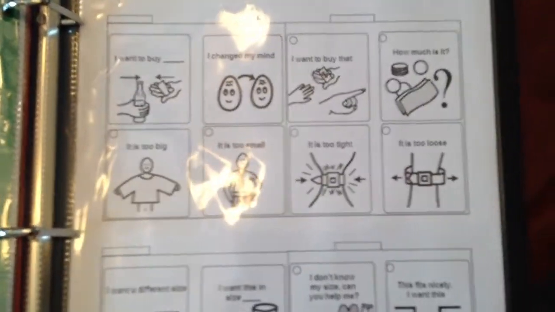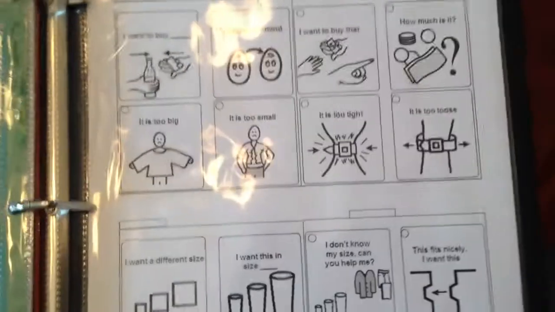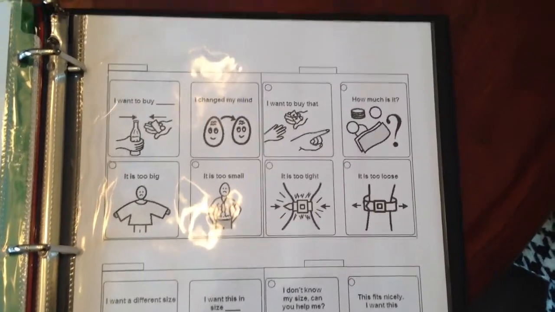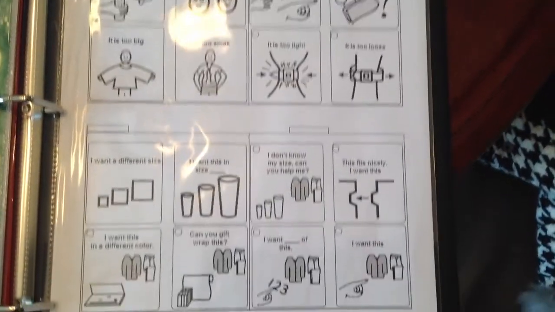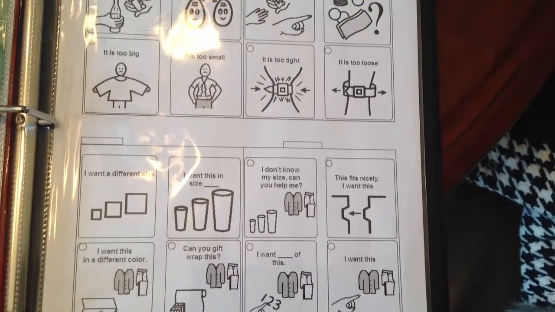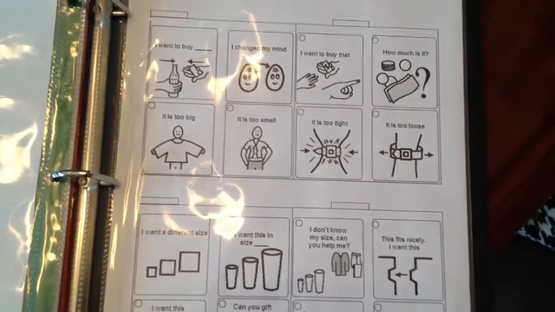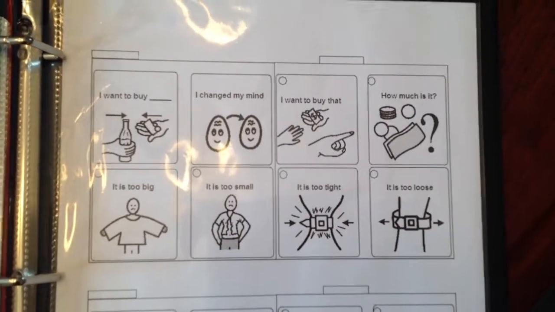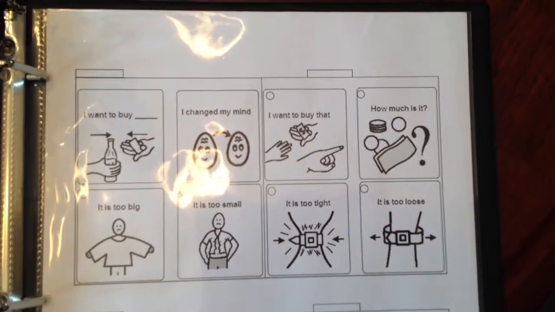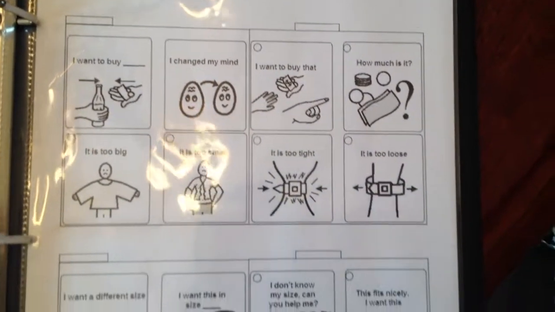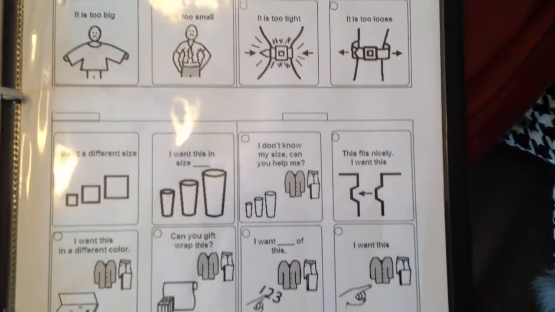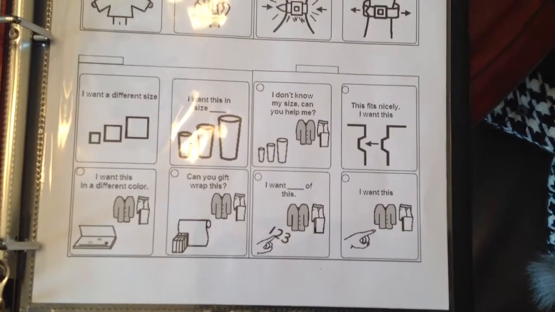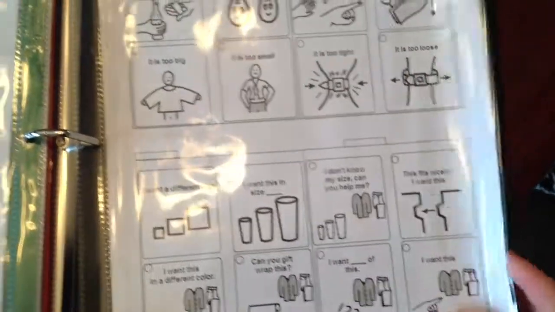This page would be used for interactions while she was in the store with the sales clerk. And I chose this format because a lot of the sales clerks are not going to be accustomed to working with someone who uses AAC. And I felt that the organization and the pictures would benefit and make the transaction go a little bit more smoothly. So these are what we have included on here. "I want to buy," "I changed my mind," "I want to buy that." You can see here, I'll slowly go down. I'll flip to the next page on the back.